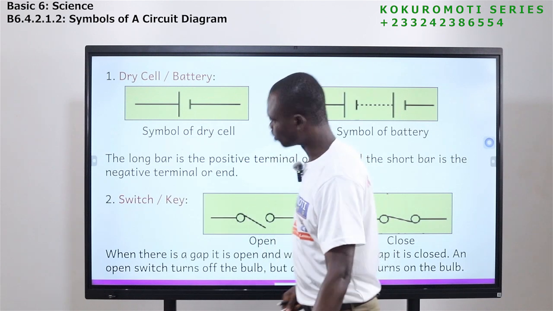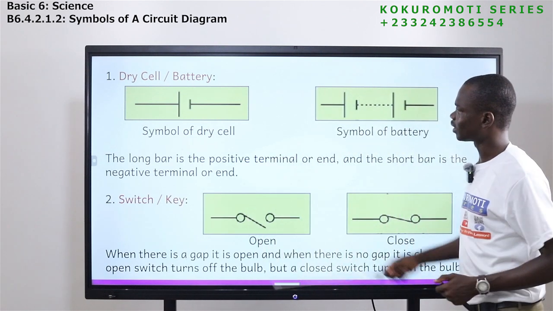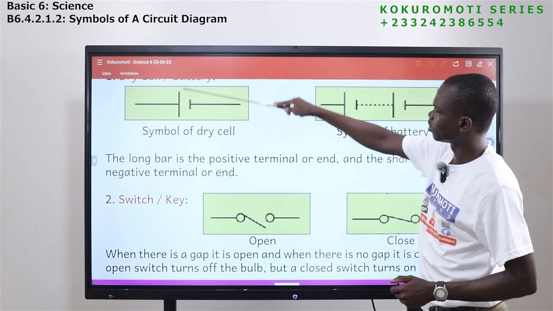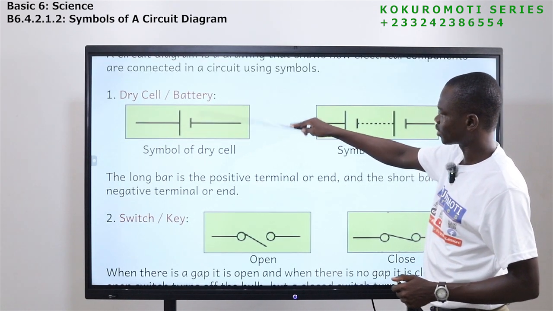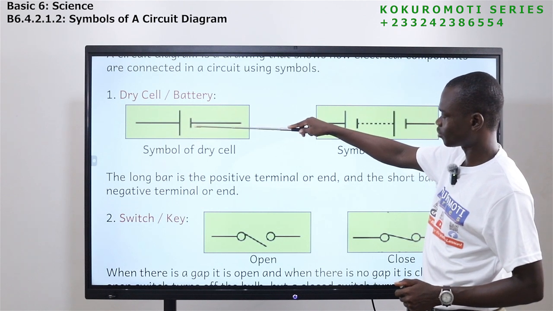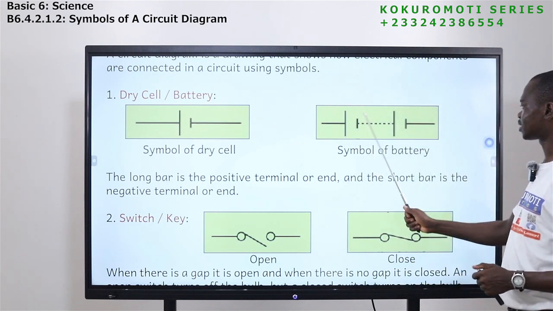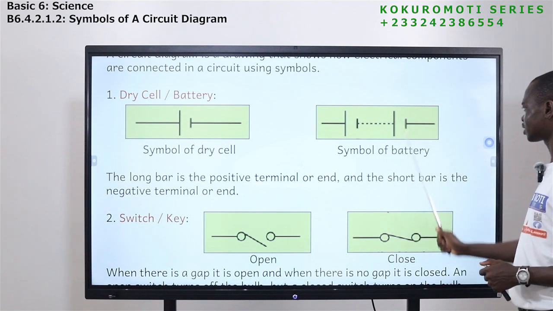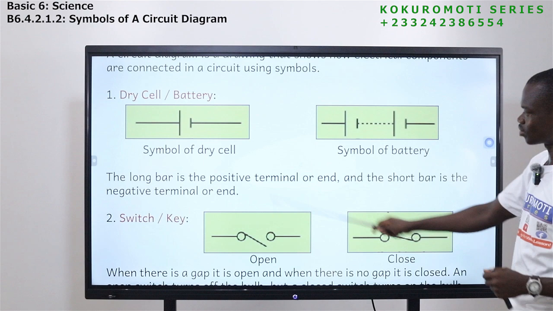Okay, so here the positive terminal is the longer side, and the shorter side here is the negative. So when you come here, this is the positive terminal, this is a negative terminal, this is a positive terminal, this is a negative terminal. Okay, so this is a battery, this is a dry cell.